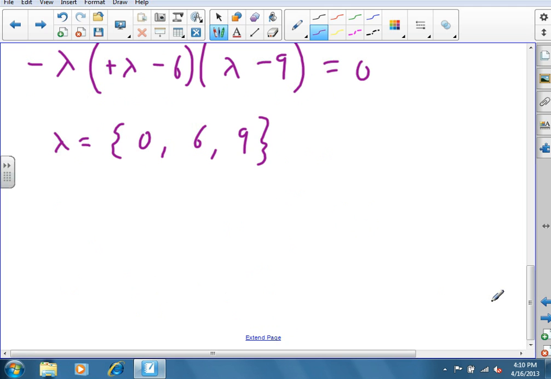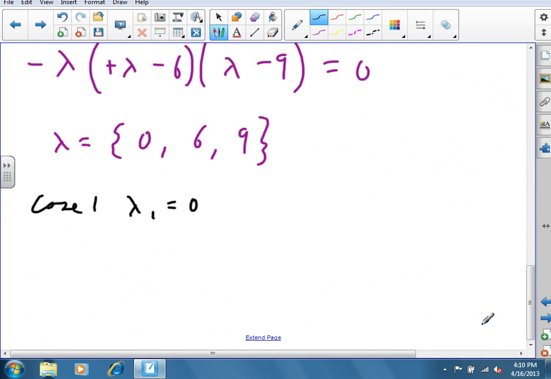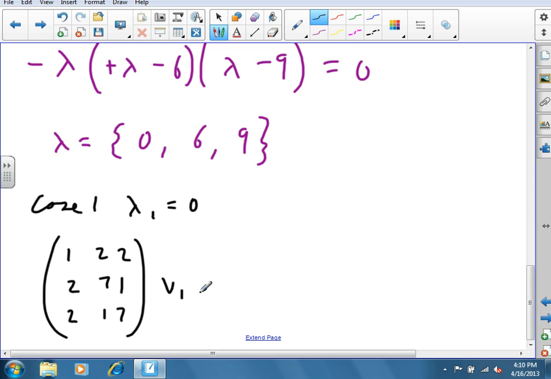Okay, so now I'm happy. My problem went and gave me simple answers. Okay, so case 1. Case 1, lambda 1 is equal to 0. Okay, so I'm going to take A minus lambda 1. Okay, so what was the original matrix? 1, 2, 2. 2, 7, 1. And 2, 1, 7 times V1 has to be 0. So by inspection, what is V1 going to be?